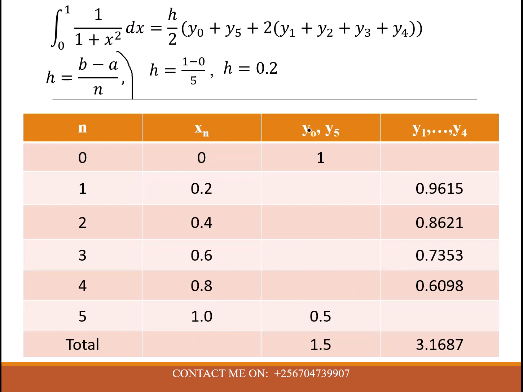So you realize that Y0 and Y5 are in the same column, but one is in the first row and the last one is in the last row, and the middle values are in the middle also. After doing that, we sum them and get the total. 1 plus 0.5, we shall get 1.5, and when we sum the middle ones, we shall get 3.1687. We sum these middle values alone because they appear twice, so we multiply their sum by 2. And for the extreme values, we don't multiply their sum by 2.